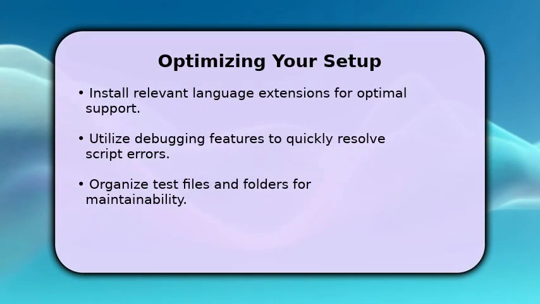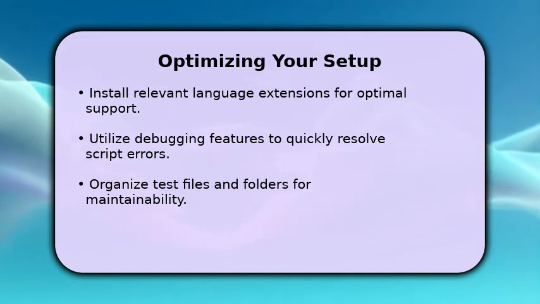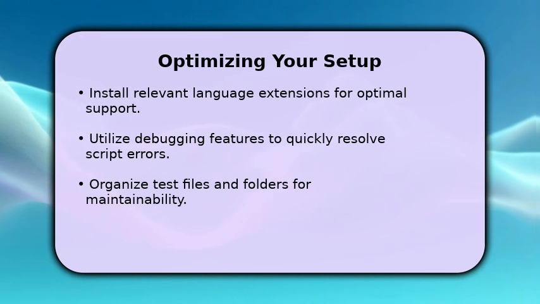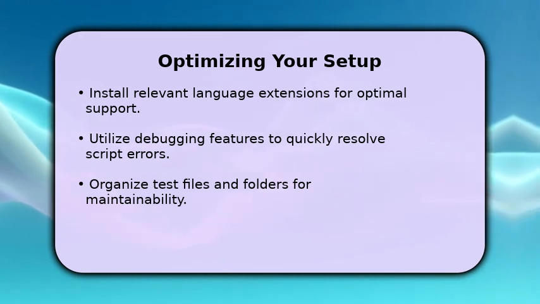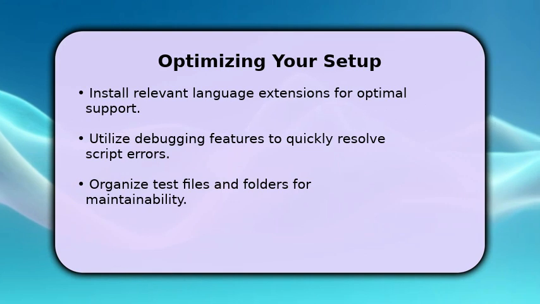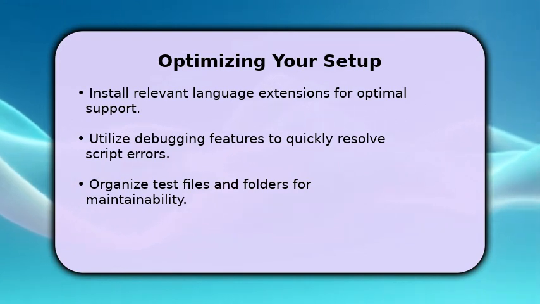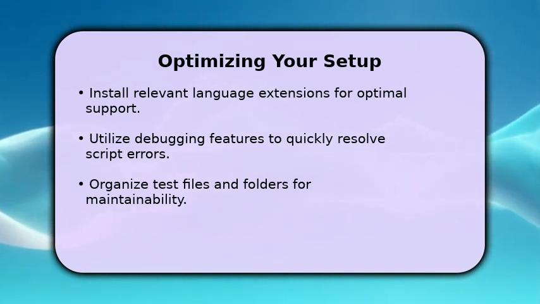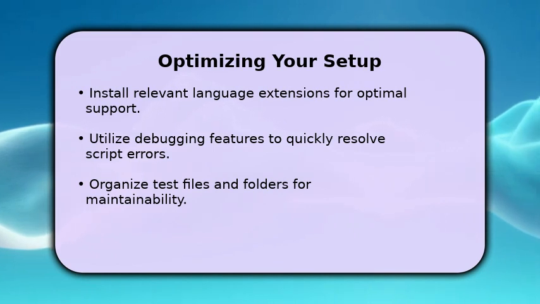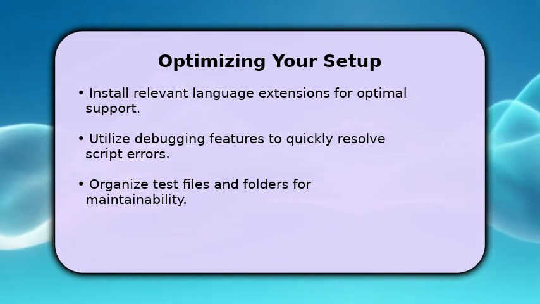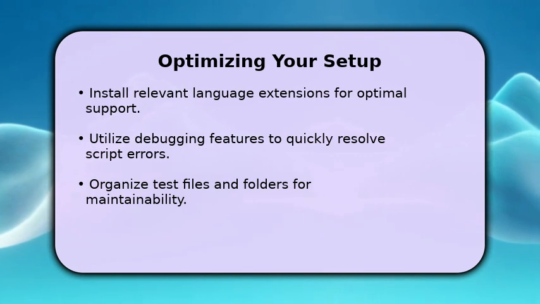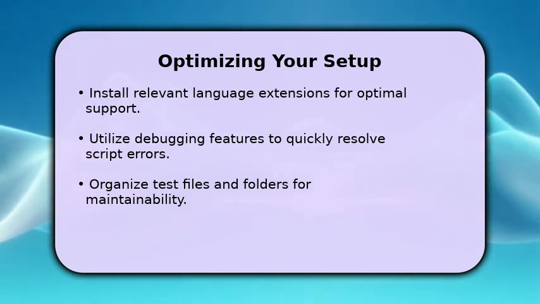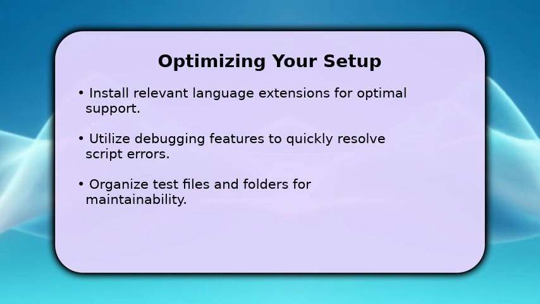To optimize your Selenium setup with VS Code, always install the necessary language-specific extensions for features like IntelliSense and linting. Make full use of the debugging tools to efficiently pinpoint and correct any issues in your automation scripts. Maintaining a well-organized project structure with clear file and folder naming conventions will greatly improve the maintainability of your tests. Regularly updating your editor and extensions ensures you benefit from the latest improvements and security patches.